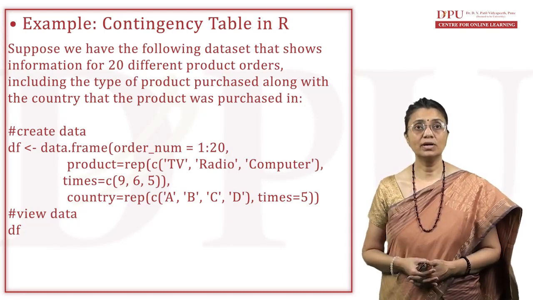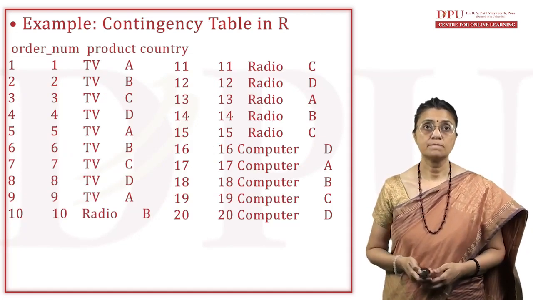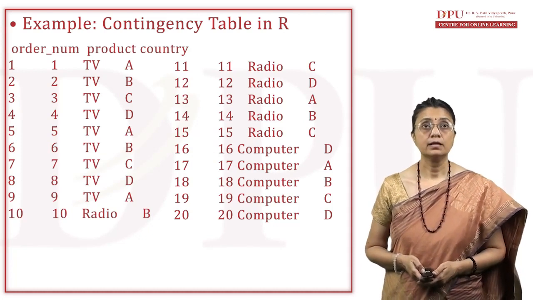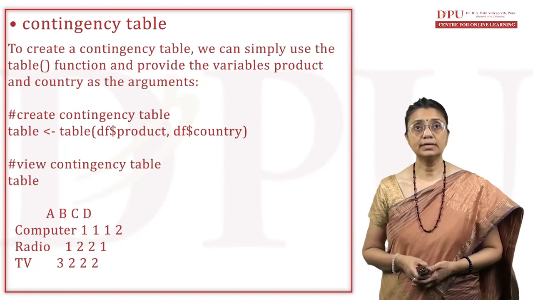You can see the moment we type DF and press enter, we get the data frame on the screen. So this is our result. This is the list of the data that we have. Now, when we create a contingency table, we just call the table function.